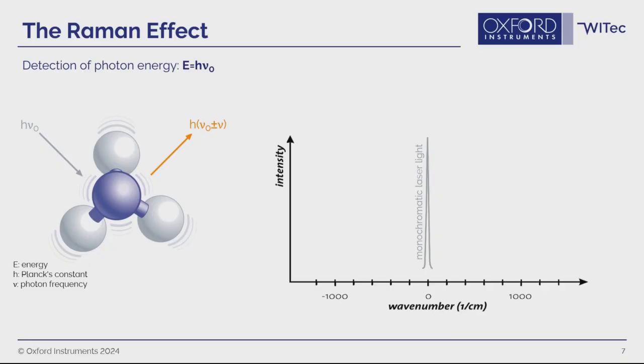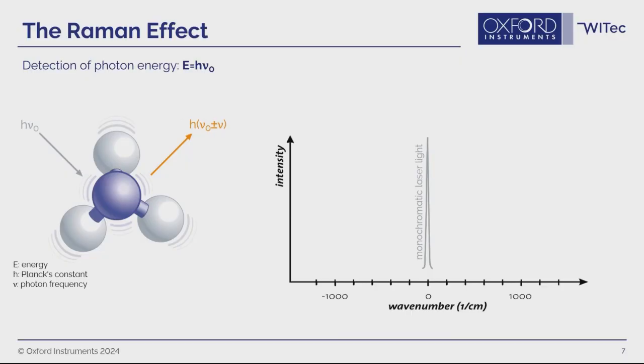When light interacts with a molecule, two things can happen. First of all, we can have elastic scattering. Here, the energy of the light is not shifted. This is the so-called Rayleigh scattering, which doesn't contain structural information of the molecule. This is what you see in the spectrum on the right side.